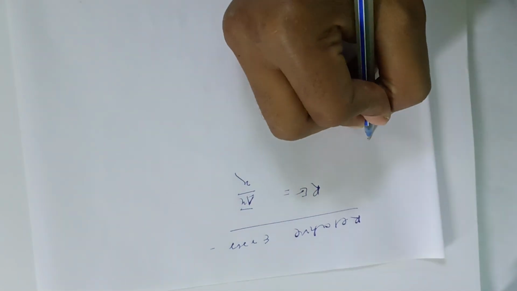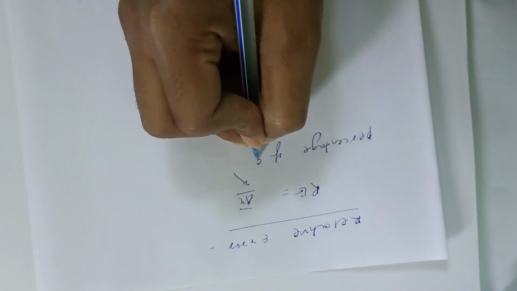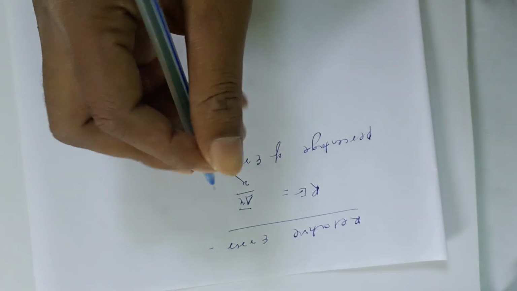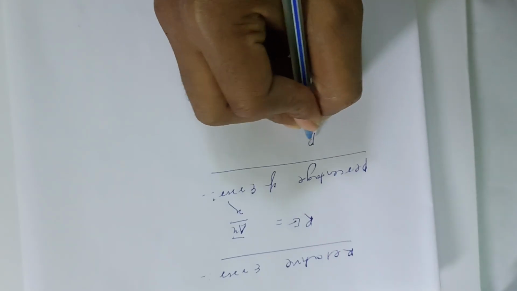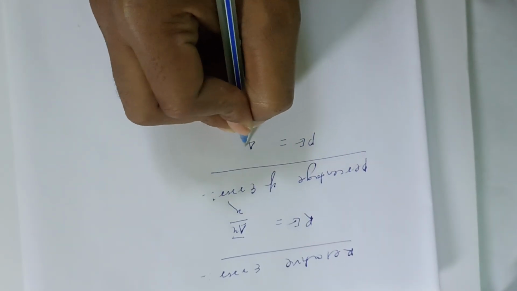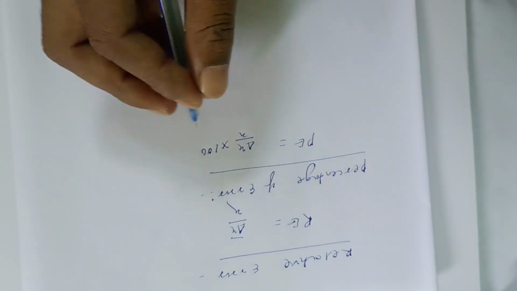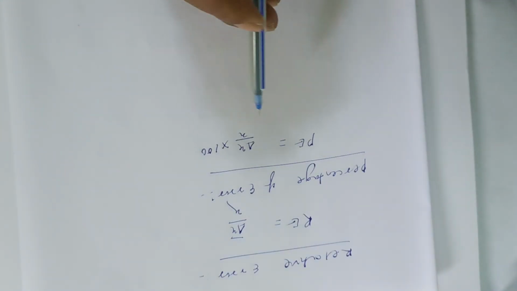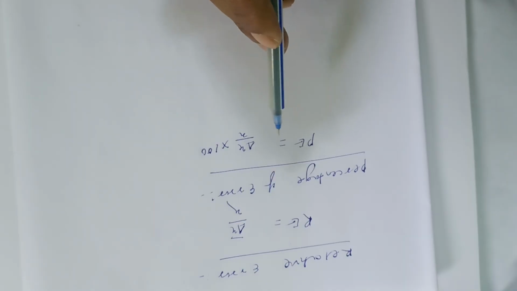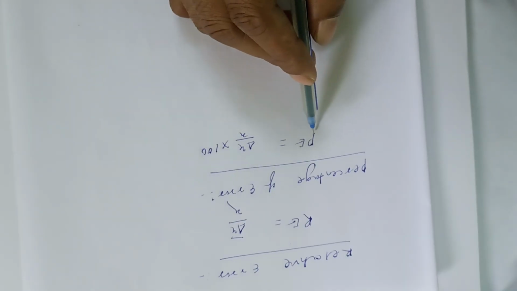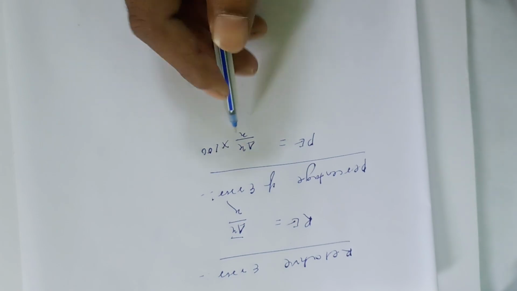And percentage error, percentage of error, P, that is del x by x into 100. This is the percentage error. Relative error expressed as a percentage is percentage error. This is percentage error equal to del x by x into 100.